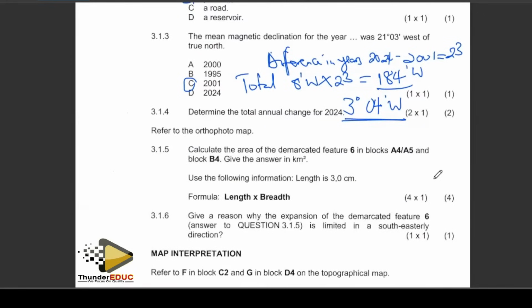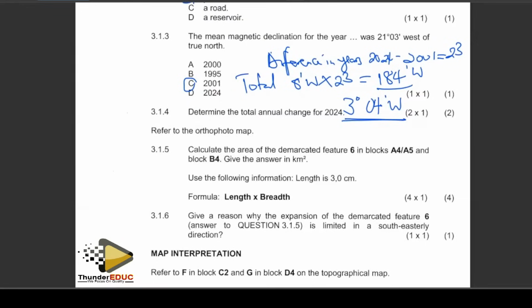Calculate the area of the demarcated feature 6 in blocks A4, A5, and block B4. Give the answer in square kilometers. Use the following information. Length is 3.0 centimeters. The formula is length times breadth. We are already given one dimension there.